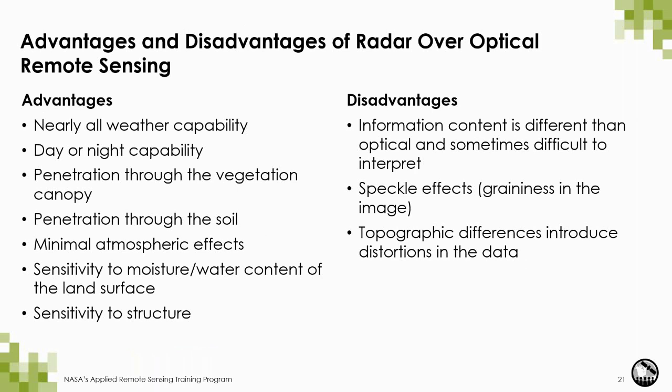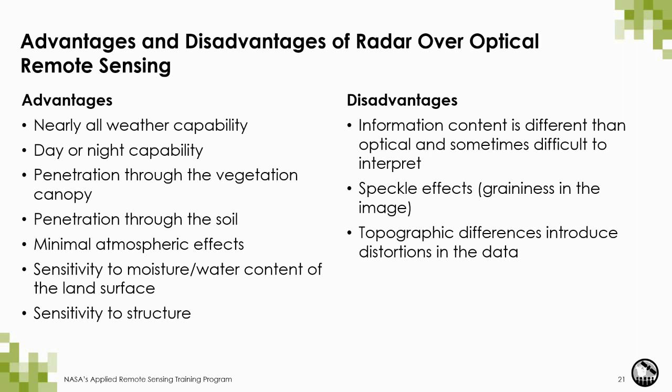So here we have a list of the advantages and disadvantages of radar remote sensing. Two of the greatest advantages of radar over optical is that since radar is active, meaning that it has its own illumination, it can observe the surface of the Earth during either day or night conditions. Another great advantage is that radar observations can be done under almost any type of weather condition, like we mentioned previously, making radar really useful for regions that are consistently cloud covered, like the tropics.